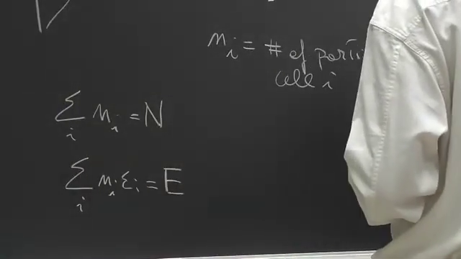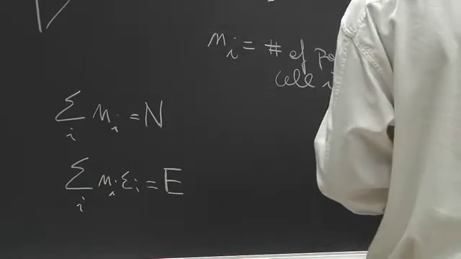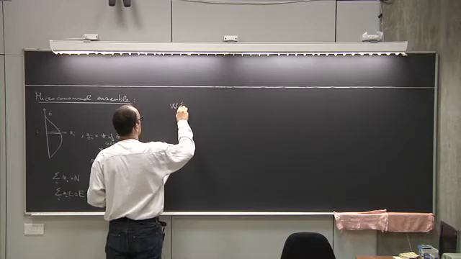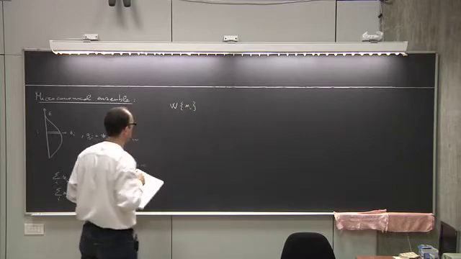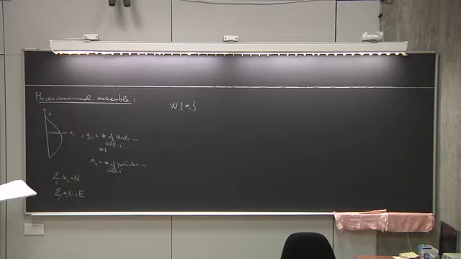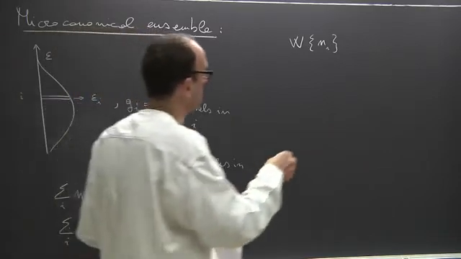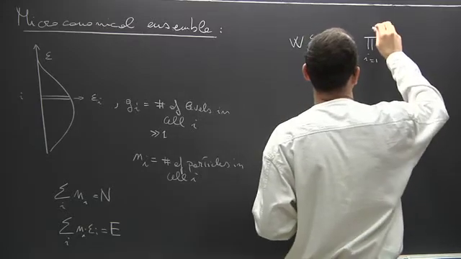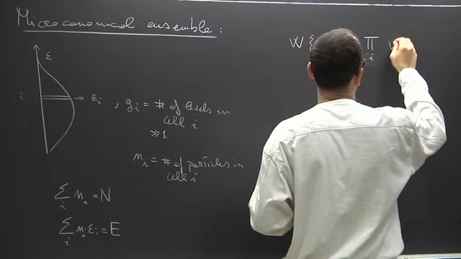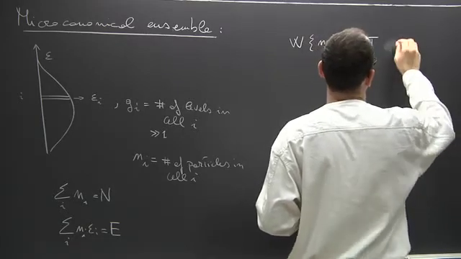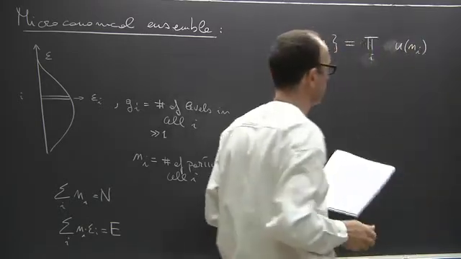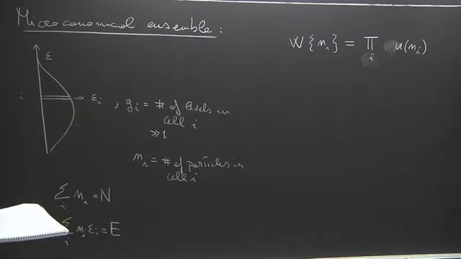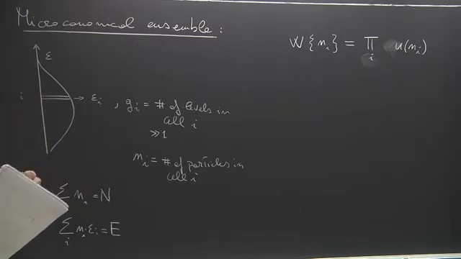Okay, and then the number of different microstates which correspond to a certain distribution of particles over the energy levels will simply be the product over all the cells of some function, let me call it U, which only depends on N_i, because each cell will be occupied independently.